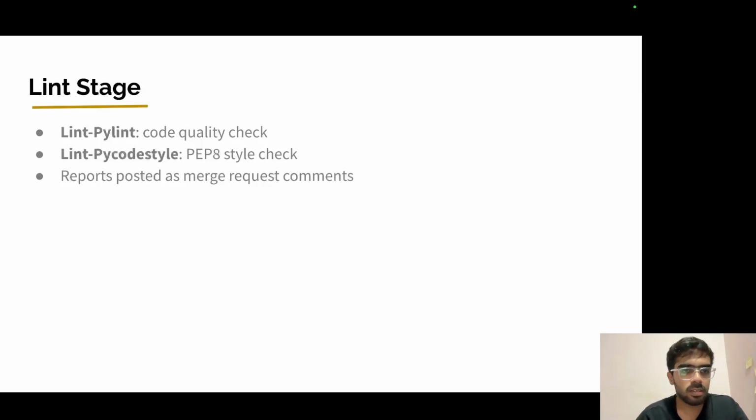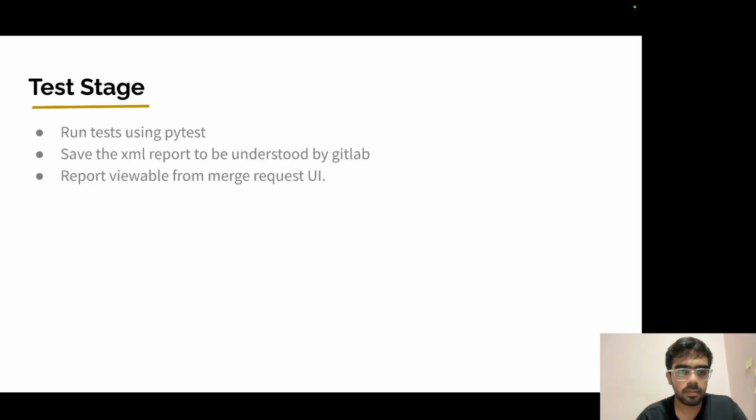Then came the lint stage, which had 2 jobs, that is lint pylint, which performed code quality checks using pylint, and then there was the pycodestyle job which did the same but with pycodestyle. For both jobs, reports were posted as merge request comments in the same UI. For the test stage, we saved the report into an XML format to be understood by GitLab, and because of that we were able to view the report in the nice UI that was provided by GitLab itself.